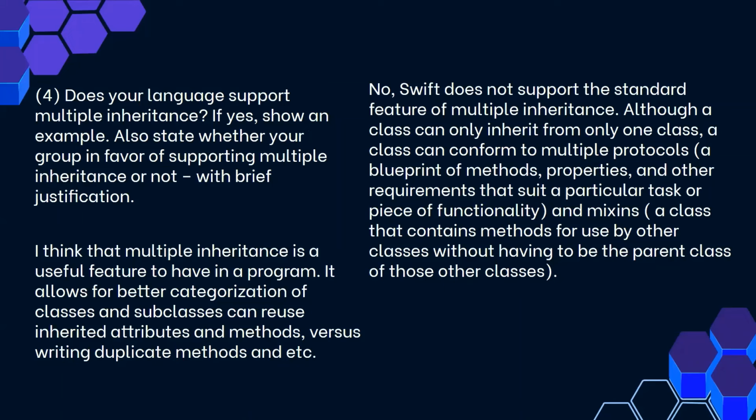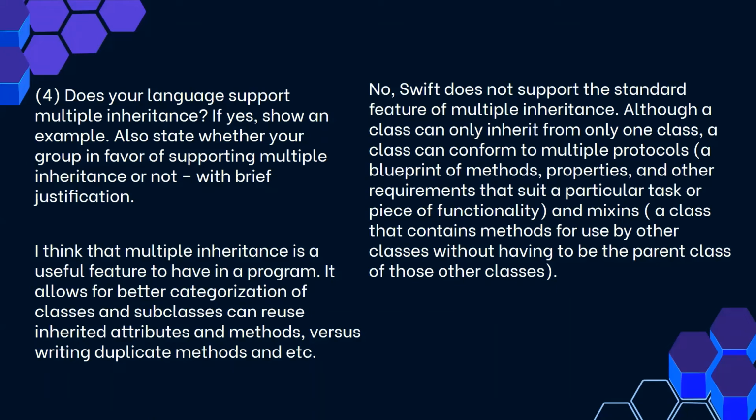So Swift does not support the standard feature of multiple inheritance. Although a class can only inherit from one class, a class can conform to multiple protocols. In Swift, a protocol is a blueprint of methods, properties, and other requirements that suit a particular task or piece of functionality, and it must also conform to mixins. In Swift, a mixin is a class that contains methods for use by other classes without having to be the parent class of those other classes.